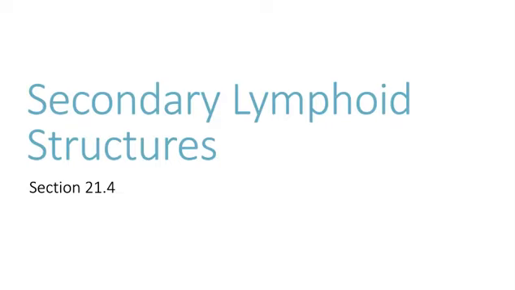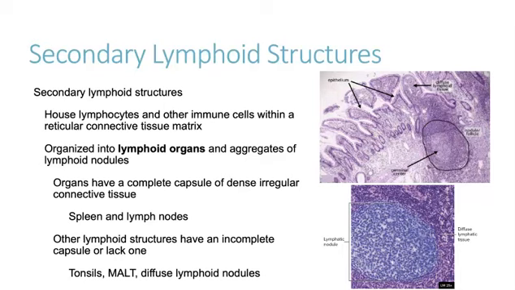Hello and welcome to our last video of our Chapter 21 video series where we're going to discuss Section 4 on secondary lymphoid structures. So our secondary lymphoid structures are structures that house our lymphocytes, our B cells and our T cells, and other immune cells such as our macrophages. And they are going to be found within reticular connective tissue. So remember that this is our connective tissue that has the reticular fibers within it. We typically have to use a special stain in order to be able to visualize those reticular fibers.